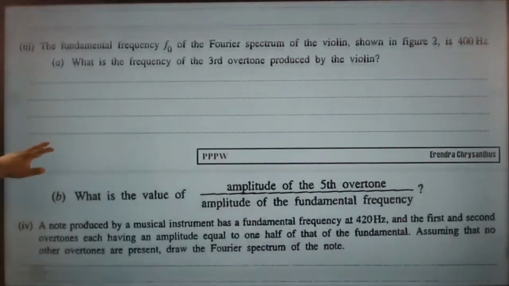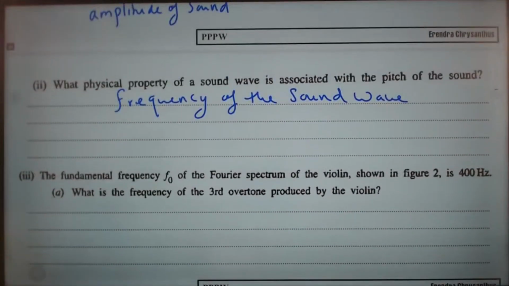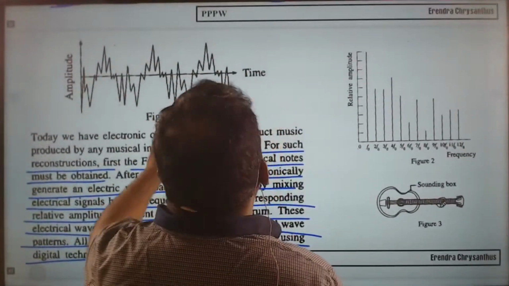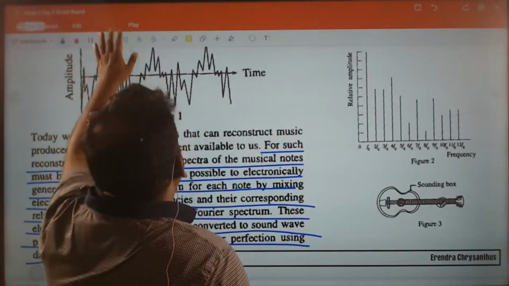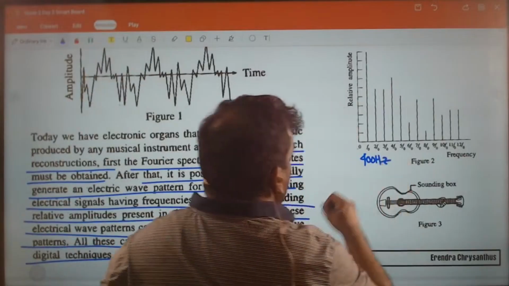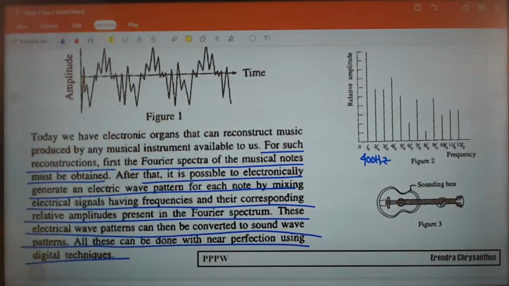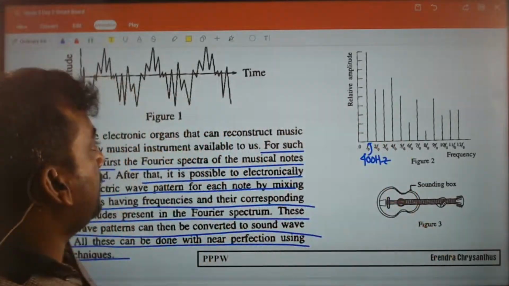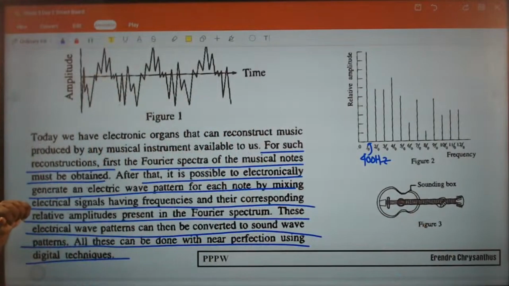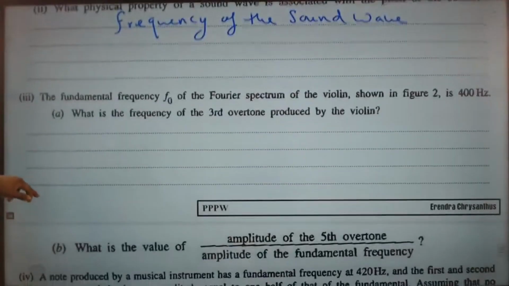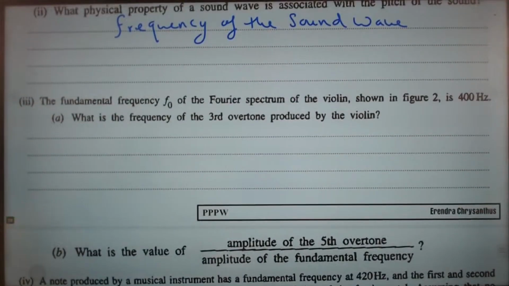Right. The fundamental frequency F0 of the Fourier spectrum is shown in the figure. It is 400 Hz. So here, this is the Fourier spectrum, 400 Hz. The fundamental frequency for a guitar, or for a violin.